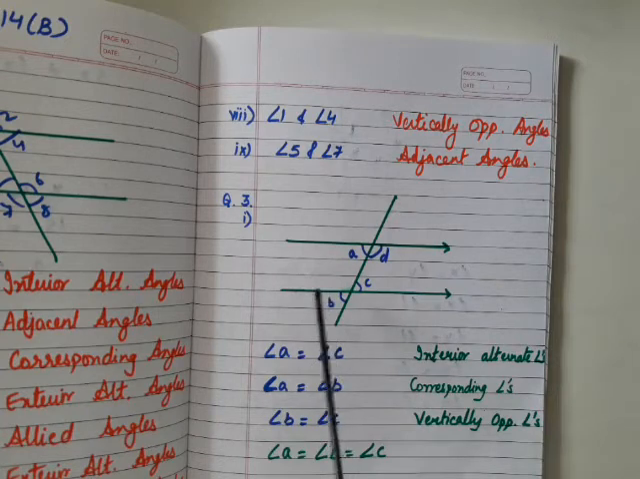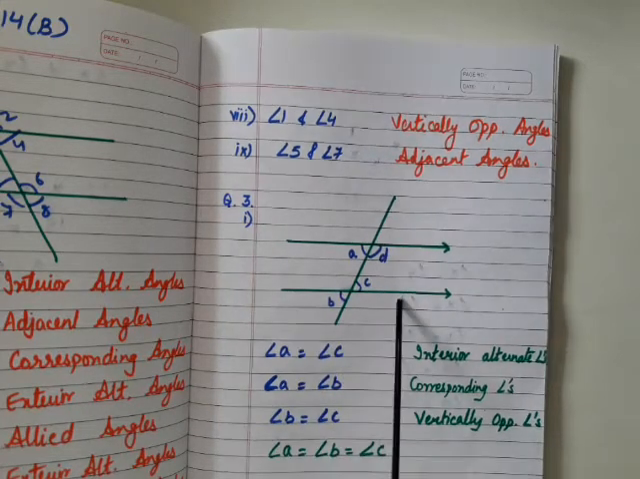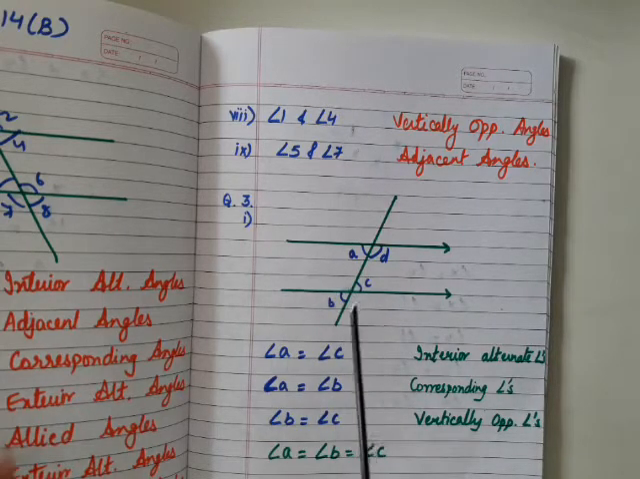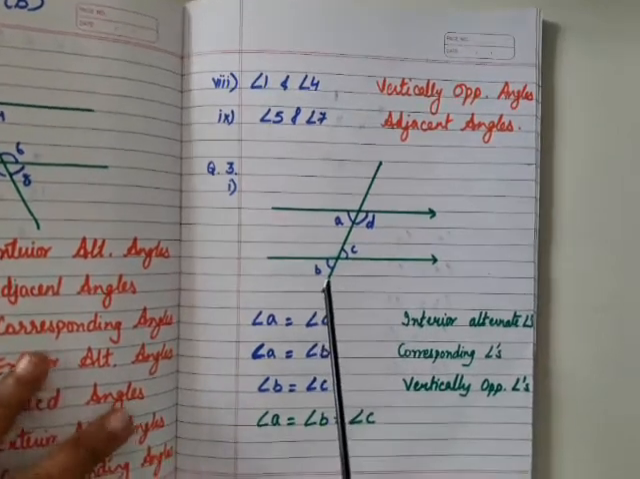We are going to do question number 3, first part. In the following figures, the arrows indicate that the lines are parallel and you need to find out which angles are equal, and also you need to give the reason. So just the names of the angles are given. You don't have to find out measurements, you just have to find out which angles are equal.